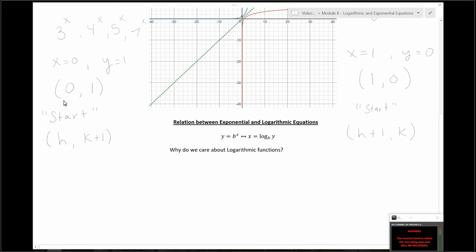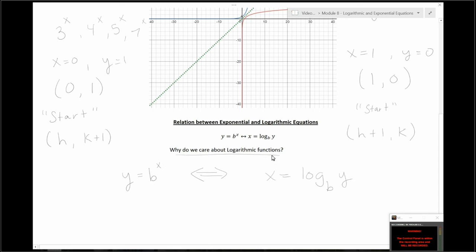So the last thing to talk about is how we get between these two forms. So the relationship here, if I have b as some number, I can actually rewrite this as x equals log base b of y. And vice versa. If I have some log, then I can rewrite it as an exponential function.